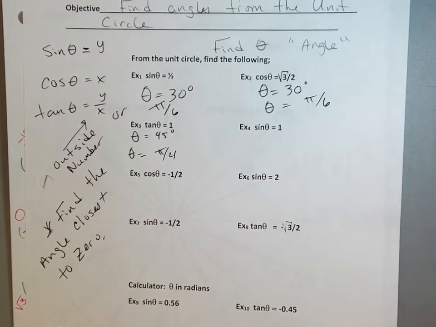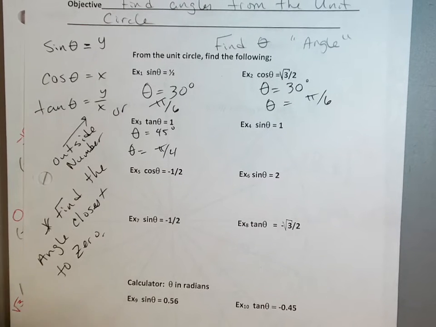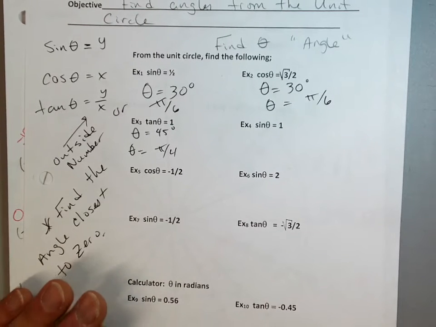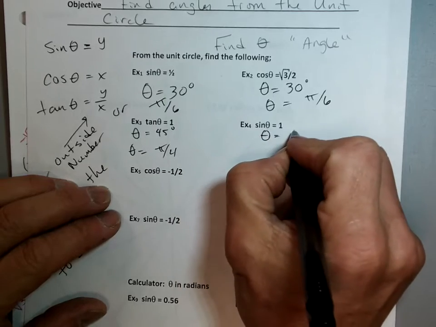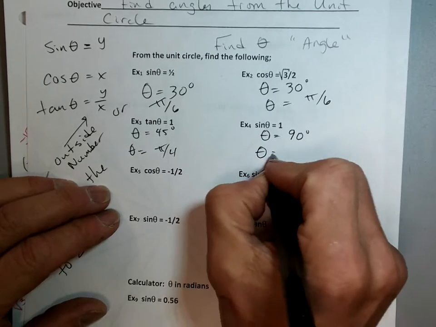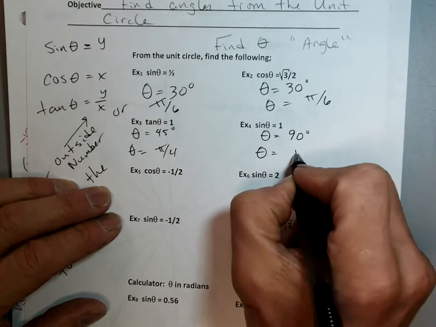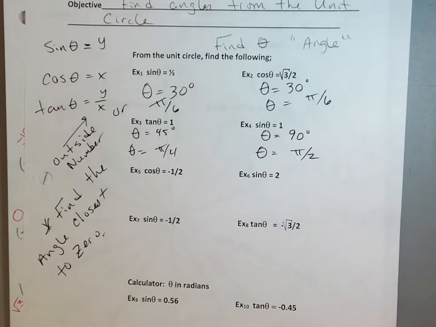Sine is 1. Now, sine's a y value. Do you see 1 up there for y value? Wouldn't it be 45 degrees? Okay, come on, somebody find it. So y value of 1, 90. Yes, there it is. Okay, so theta equals 90. Or what's the radian equivalent? Pi over 2. Yeah, same angle, different name, right?